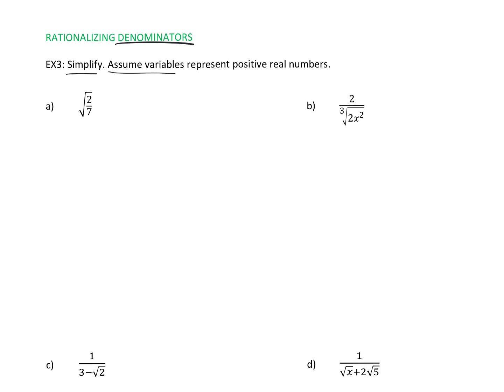Again, simplify, assume all variables represent positive real numbers. So for this one right here, what's going on? We have a fraction in a radical, which we're not allowed to have. So let's go ahead and simplify that. The square root of 2 over square root of 7. But we still have a square root of 7 in the denominator. How can we get rid of that?